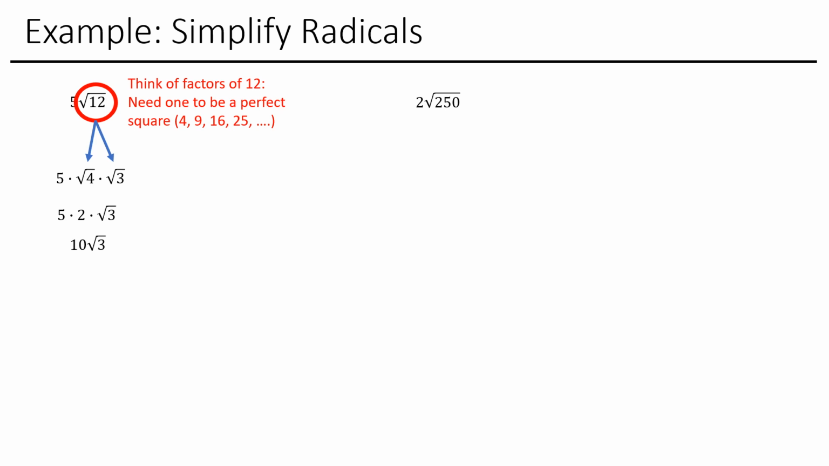Now you want to always look, and if you can simplify that radical any more, then you need to do so. But in this case, the square root of 3 is a prime number. 3 is a prime number. So that is as simple as it gets. So that would be our final answer in simplified form.